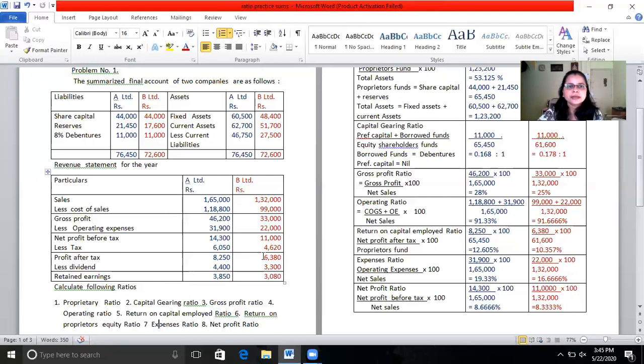So remember that unless and until the problem mentions to make a vertical statement, no need to prepare a vertical statement. Instead of preparing a vertical statement, we have to show a working note for each and every problem. But in this problem, in the first ratio itself, we have calculated proprietor funds. So in each ratio, there is no need to calculate proprietor funds again and again. So I hope all of you understood this problem. That's all for this problem.